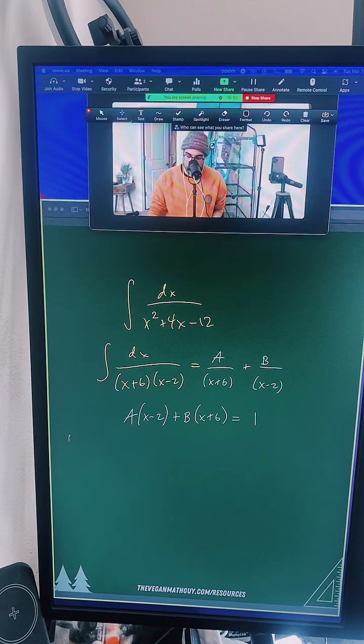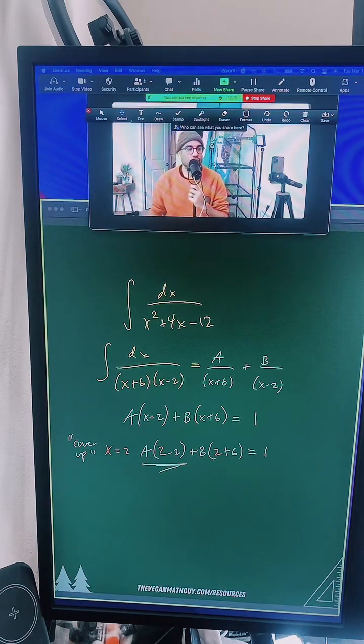The way that works is we make x equal to a value so that one of the parentheses is going to cancel out. So for example, I'm going to make x equal to 2, and look what's going to happen. I have a times 2 minus 2 plus b times 2 plus 6 is equal to 1. This first term just cancels out, since 2 minus 2 is 0. And then now we just have 8b is equal to 1, so b is equal to 1/8.